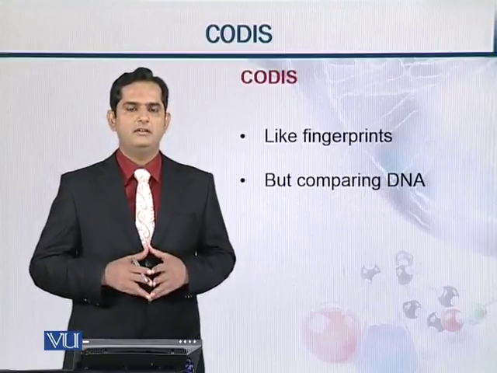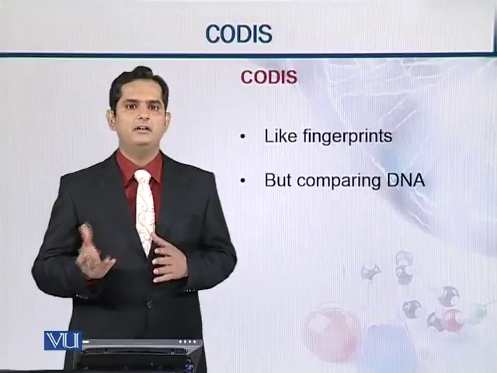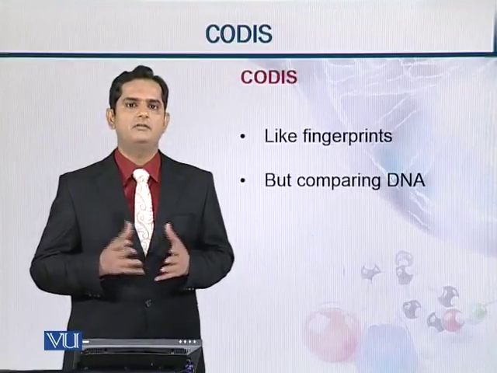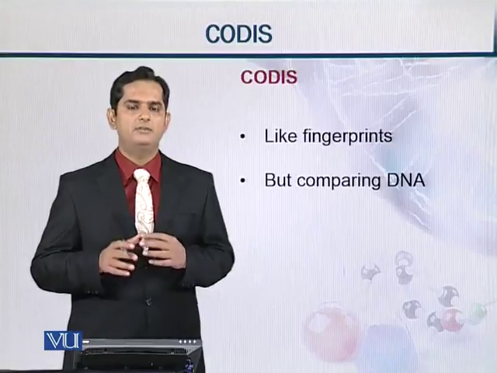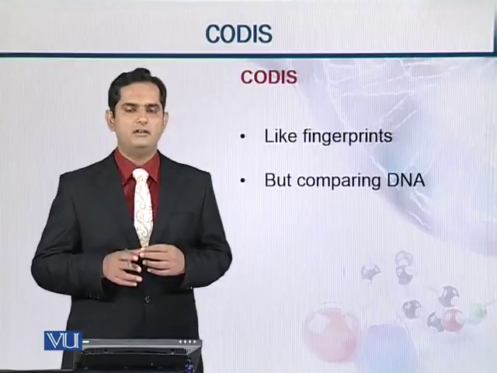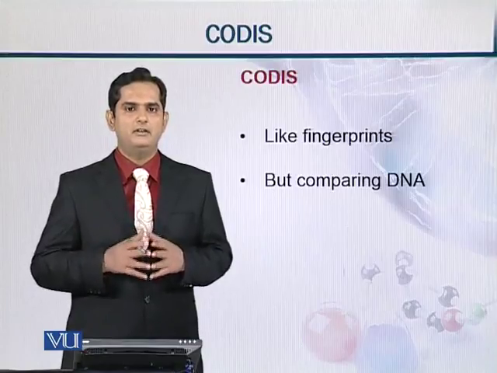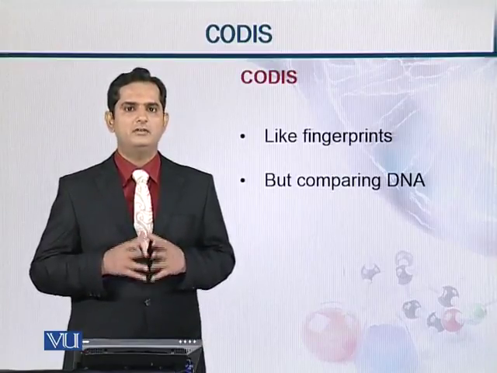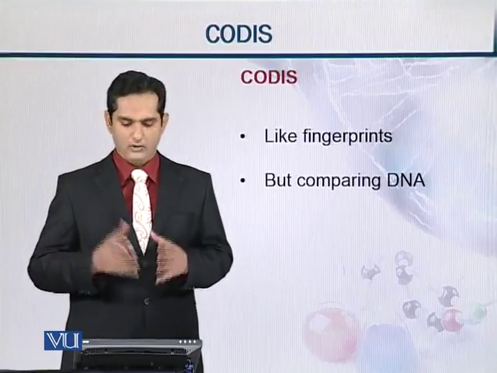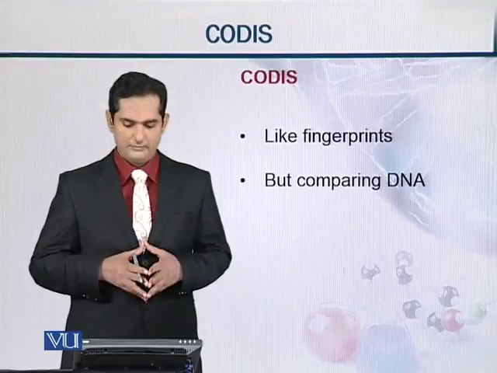So CODIS is similar to our fingerprint system, which is being used in our countries and across the world, where we have a thumb system. Whenever we want to record something, we just take the impression of the thumb, and then if there is some crime or investigation, that thumb impression is checked against that record and the culprit is found out.